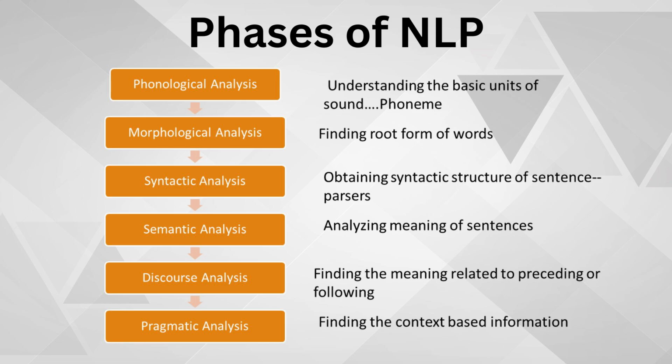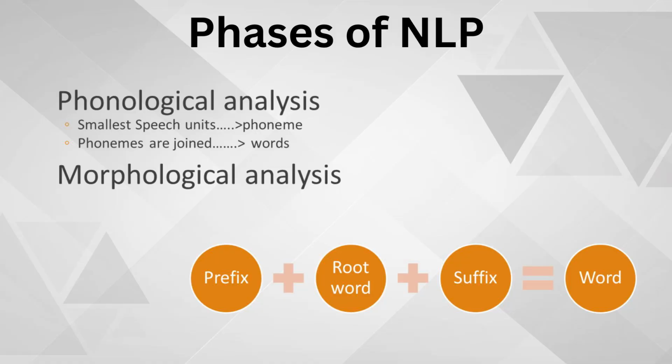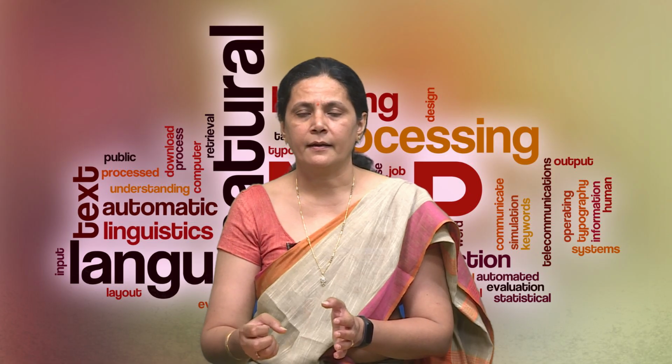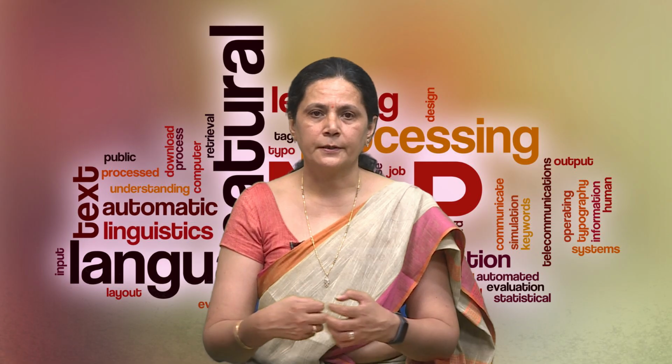The next level, morphological analysis, basically converts the sentences into words. Then each word is divided into prefix, root word and suffix. Prefix and suffix may or may not exist, but if they do exist, the morphological analysis will try to find the root word by removing the prefix and the suffix. As in the example, friendly: the root word is friend, the suffix is ly. So, morphological analysis will do this kind of operation to pick up a root word.